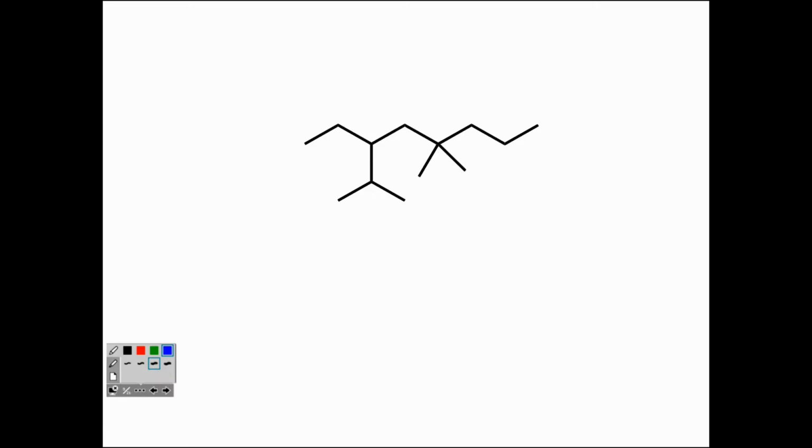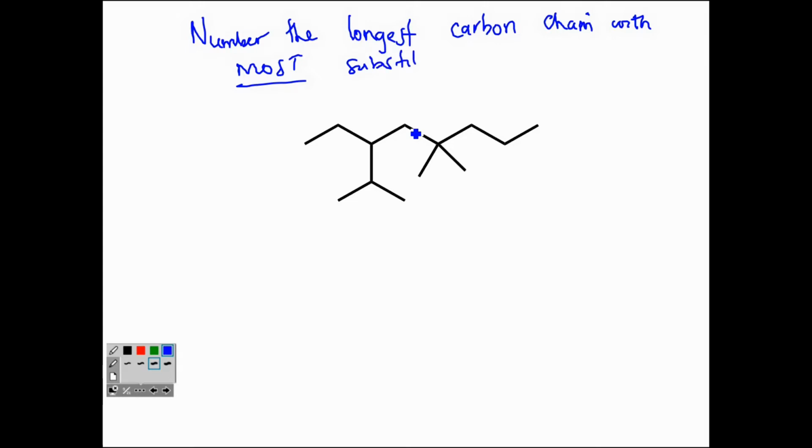Moving on. So for this molecule, you have so many substituents, but the rule is that you number the longest carbon chain with the most substituents. Okay, let's use the green to give one numbering system. 1, 2, 3, 4, 5, 6, 7, 8. Let's use the red. 1, 2, 3, 4, 5, 6, 7, 8. And let's use the blue. 1, 2, 3, 4, 5, 6, 7, 8. Then let's use the black. 1, 2, 3, 4, 5, 6, 7, 8.